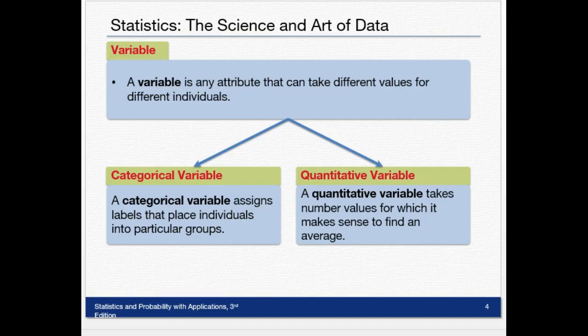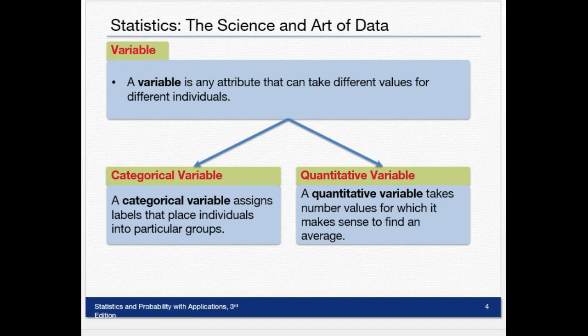So like we said, a variable can be any attribute that takes on different values for the different individuals. And so we break it down further. There are two kinds of variables. One is a categorical variable. It assigns labels that place individuals into particular groups. Usually these are labels that are non-numerical, like male, female, married, single, sophomore, junior, senior. Those types of variables are categorical.